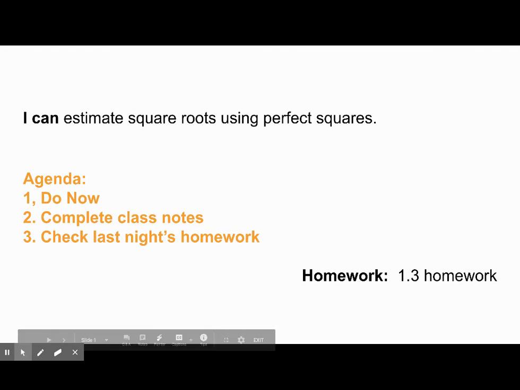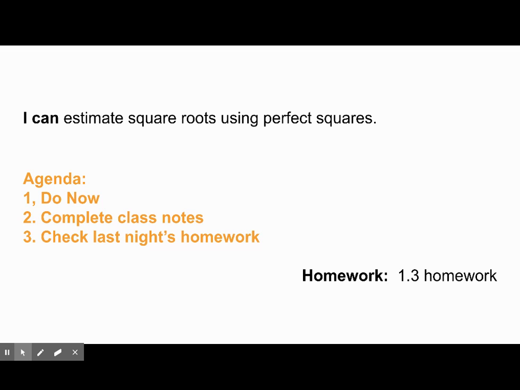Today our I can statement is to estimate square roots of perfect squares. So our agenda is to complete the do now and to complete the class notes and to check last night's homework. I want to remind you to please pass in all your homeworks on Monday so I can give you full credit. Tonight your homework is 1.3 homework.